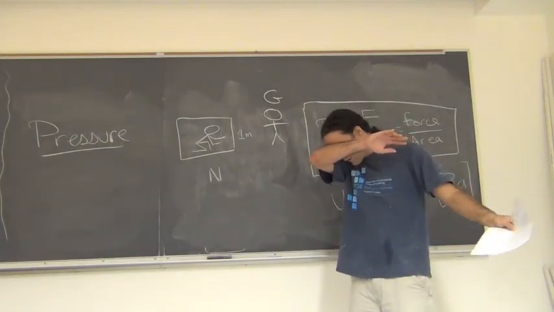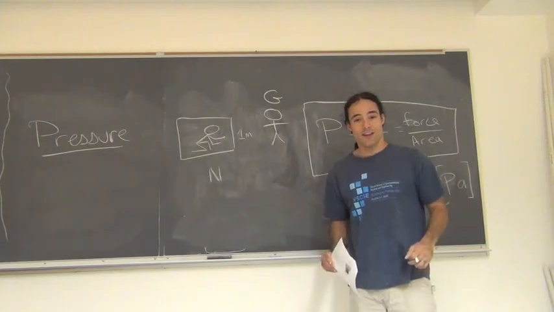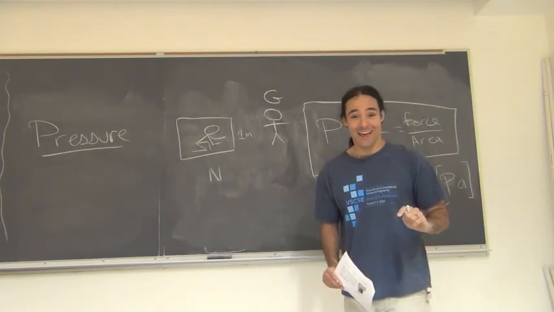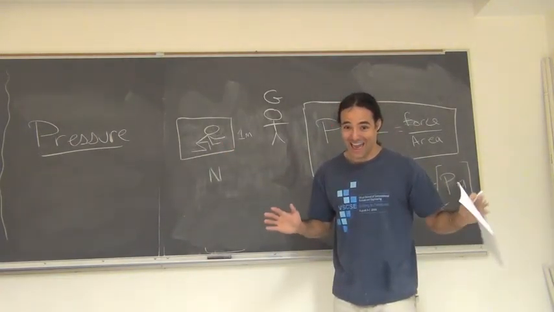And so Gauss kept counting, and then eventually he looked up and he said, "Newton, I found you." And then Newton said, "No, you found Pascal." Because it's 1 Newton per meter squared.